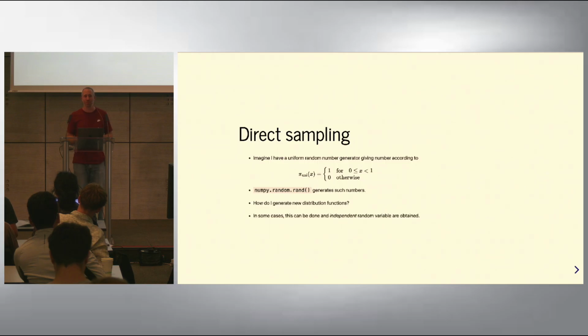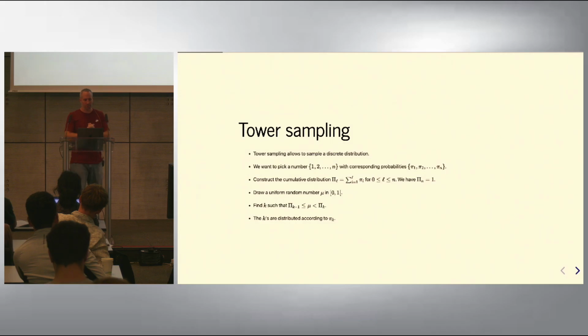This is not something that we can do generically, but for some functions, we can do this. In that case, we talk about direct sampling, and all my samples are completely uncorrelated. So let's see some examples. There are many, but I took some. Well, one, a very simple one, is what we call tower sampling.